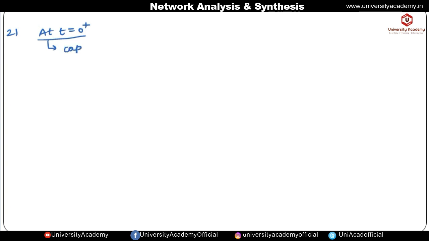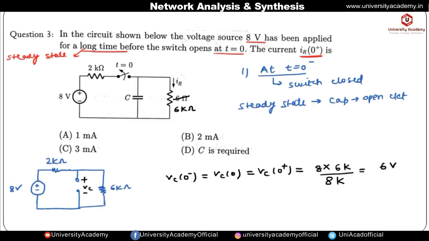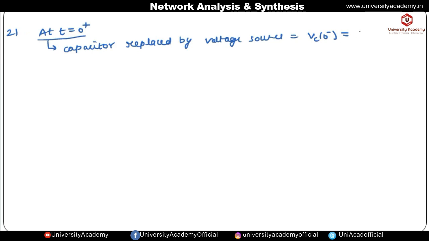Similarly, at t is equal to 0 positive, that is at a particular instant, this capacitor will be replaced by a voltage source. So the capacitor is replaced by a voltage source, and the value of this voltage source will be equal to Vc of 0 negative, because the capacitor will not allow a sudden change. Okay, so Vc at t is equal to 0 positive will be equal to Vc of 0 negative, which is equal to 6 volt, and you have to take that polarity. Okay, the upward terminal is plus and the below terminal is minus, so it will be equal to 6 volt.